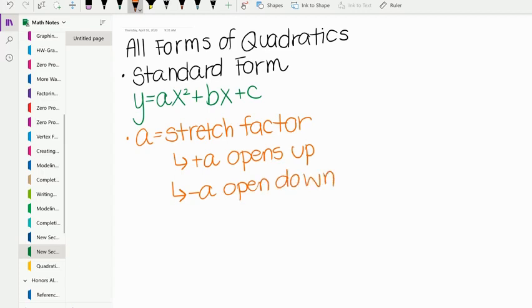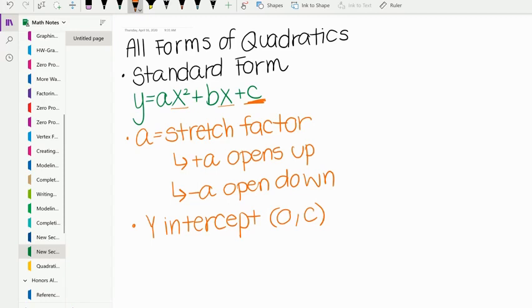Okay, the other thing that standard form helps us with is it gives you the y-intercept. So the y-intercept is actually just (0, c). When I'm talking about c, I'm referring to the c in the equation. Why it does that is, to find the y-intercept, you plug in 0 for x. So if you plug in 0 for this x and this x, you're going to get 0 plus 0 plus c. So c is the y-intercept.